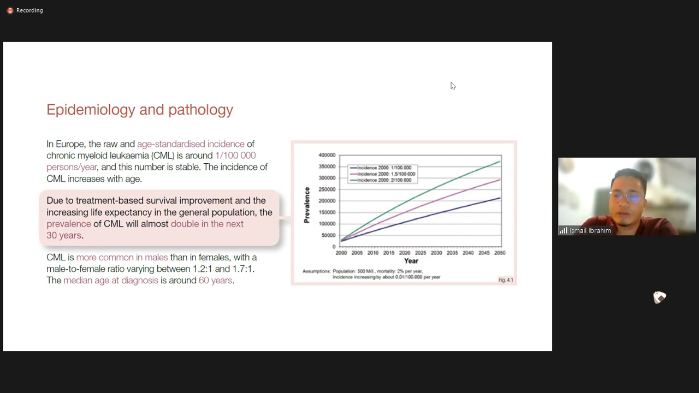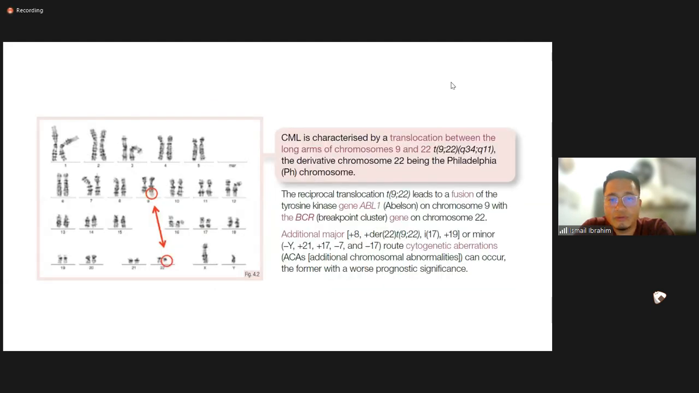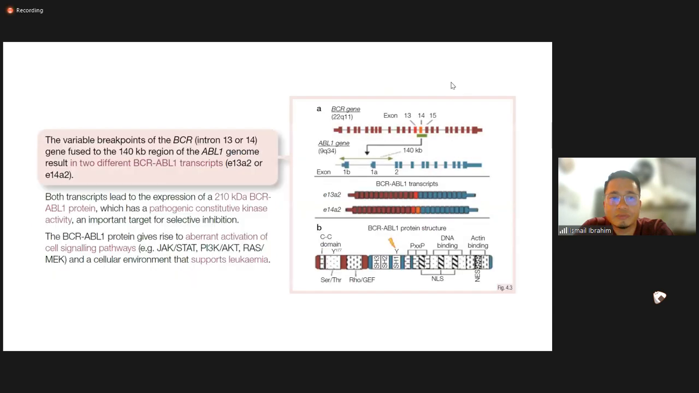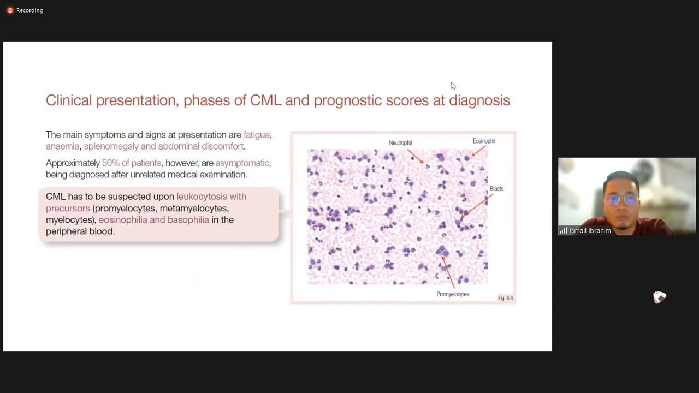So it's as good as a normal person as long as we can treat them using appropriate TKI. Yeah. And it has improved significantly over years. Yeah. So this is a translocation I mentioned, the Philadelphia chromosome, and that leads to the BCR-ABL gene. Okay, you can have this presentation later on.